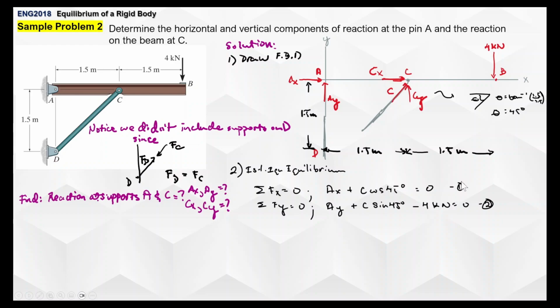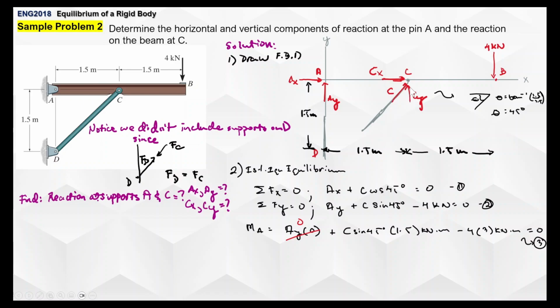So how many unknowns do we have? We have two equations and 1, 2, 3, 4 unknowns, so technically we need 4 equations. Then a summation of moment about A. I just chose A because it's a lot simpler and it will cancel out AX and AY. So AY is 0. So what else do we have?